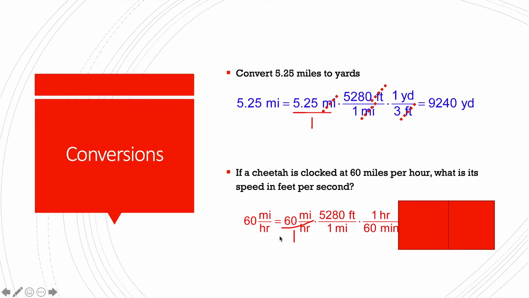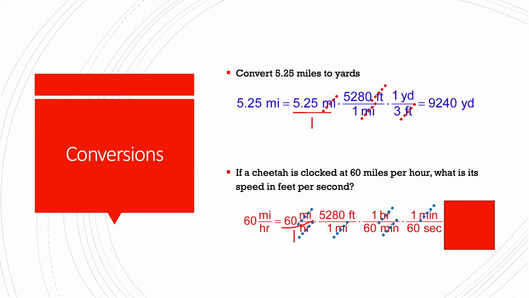So to get rid of 1 hour, I put my hour on the top of the fraction. Its equivalent is 60 minutes. Now, I want seconds, so I need to go a bit further. 1 minute. And again, since I'm trying to get the minutes to go away, I put minute on the top. And that is equivalent to 60 seconds. Now we can see our miles reduce, the hours reduce, and the minutes reduce, and we are left with feet per second.